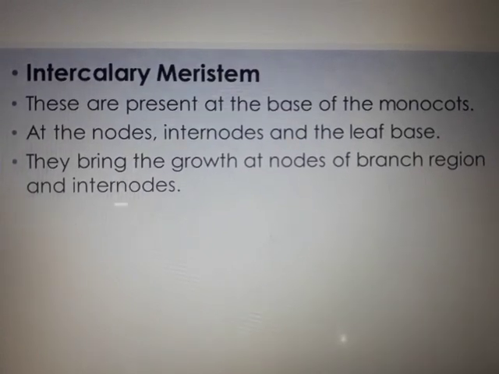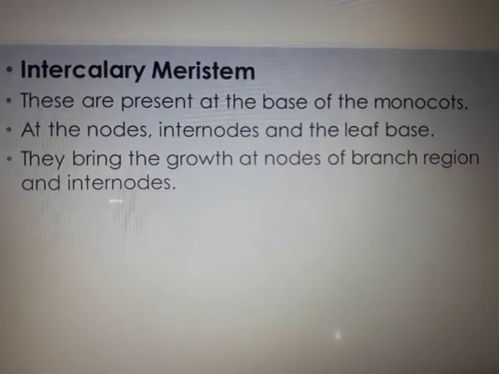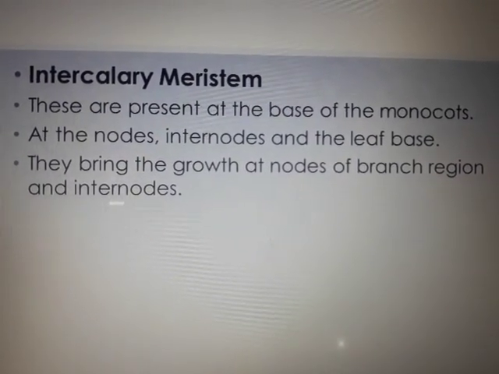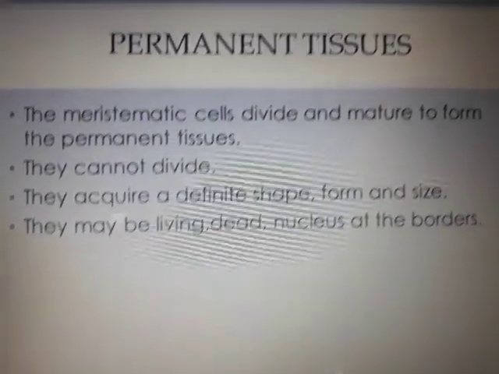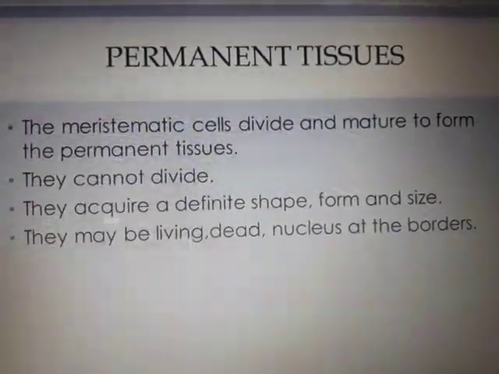Okay, next is intercalary. These are present at the base of the monocots, at the nodes, internodes, and the leaf base, and therefore they bring about the growth at these regions. That was all about meristematic. Let us go forward towards the permanent tissues.